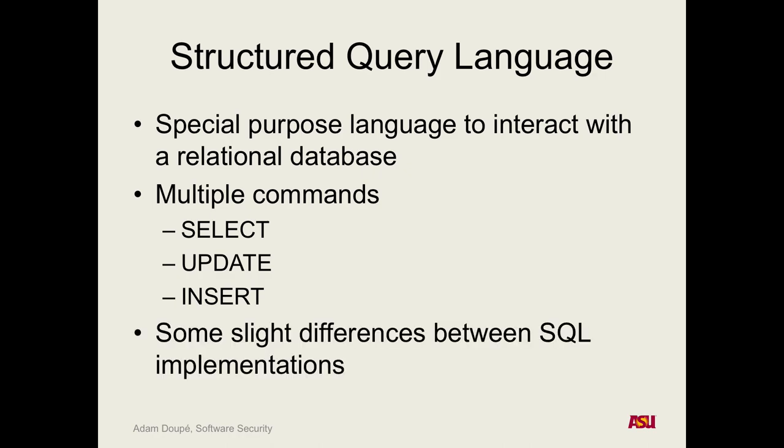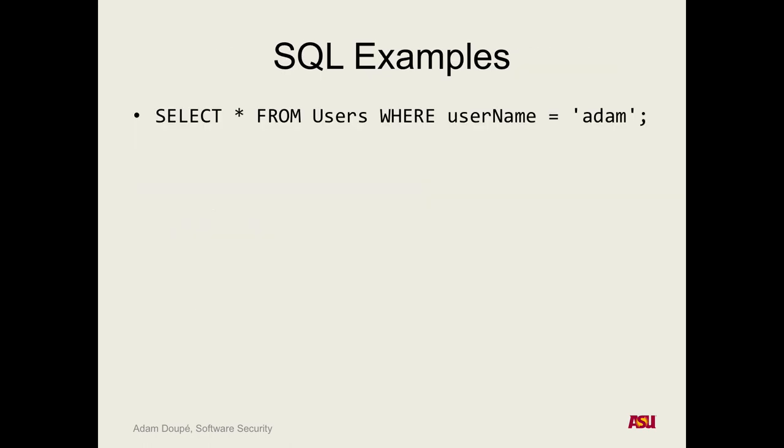And one interesting quirk is that while SQL itself is a standard language, every implementation has its own dialect. So MySQL has a slightly different dialect than Postgres, which has a slightly different dialect than MS SQL, which is Microsoft's version, which is probably different than Oracle's version. So this is a super simple query. Select star, so get every column from the users table where the username is Adam.